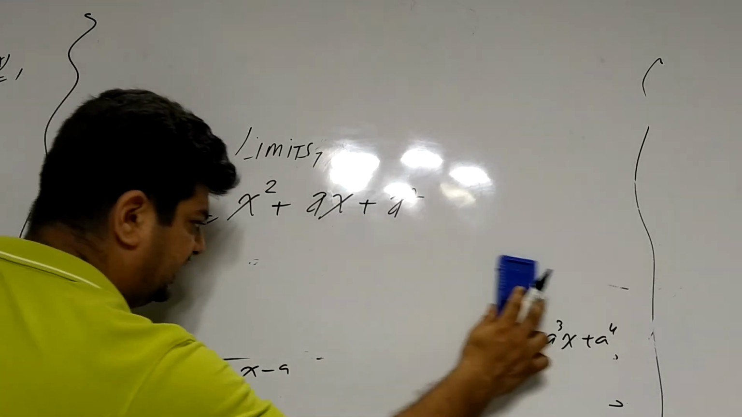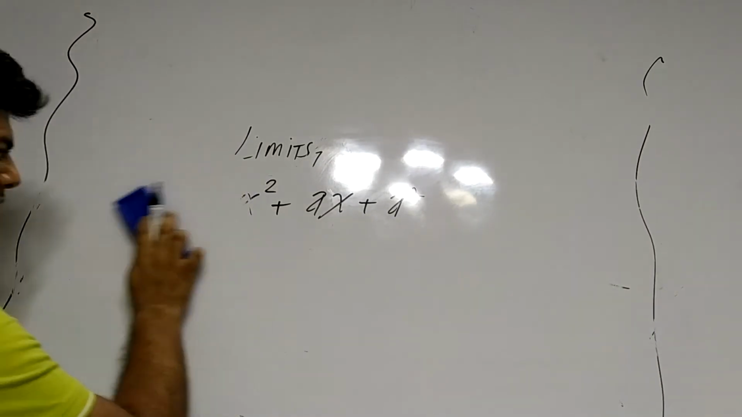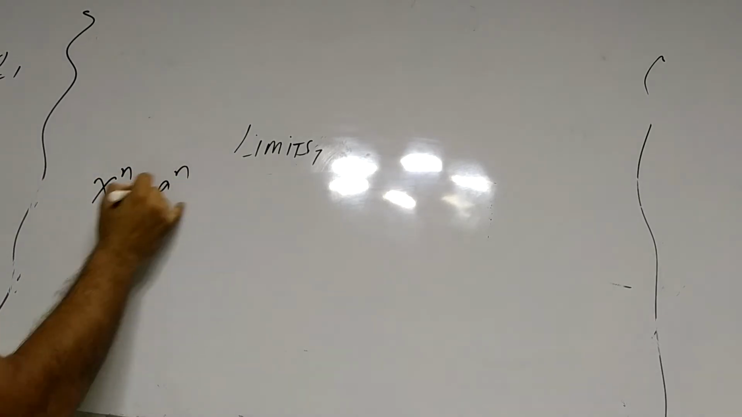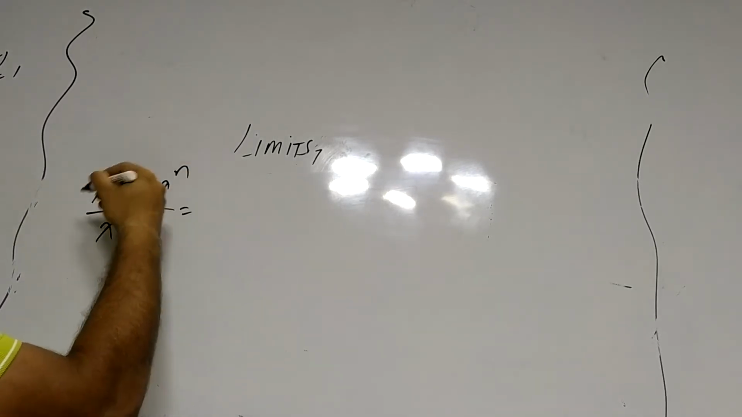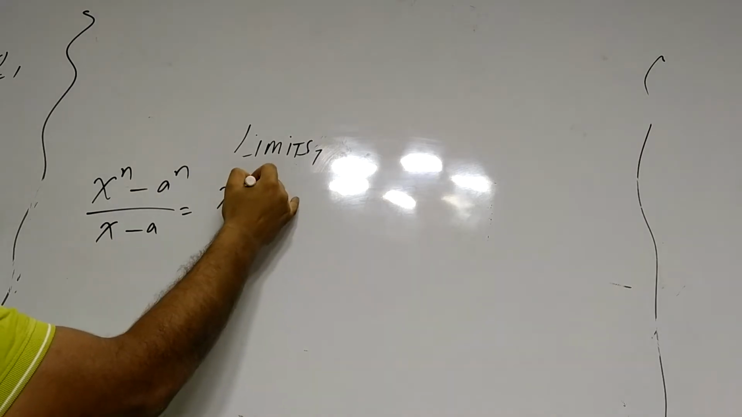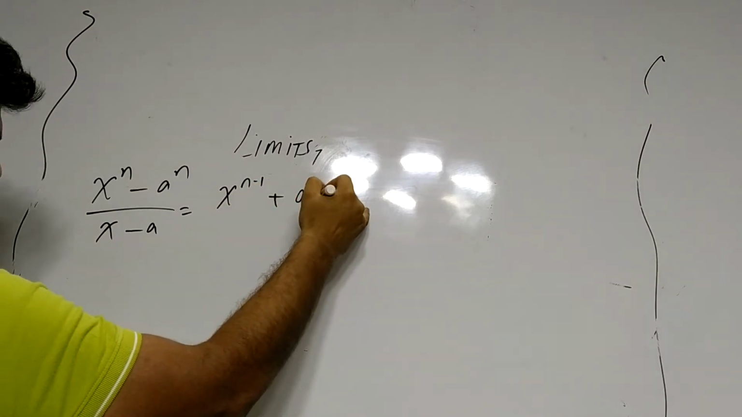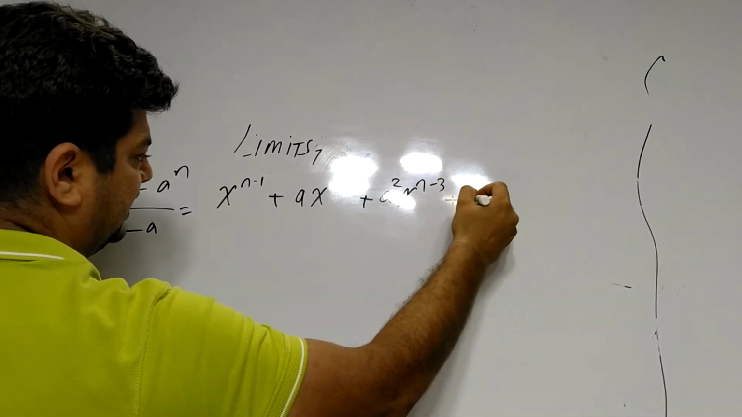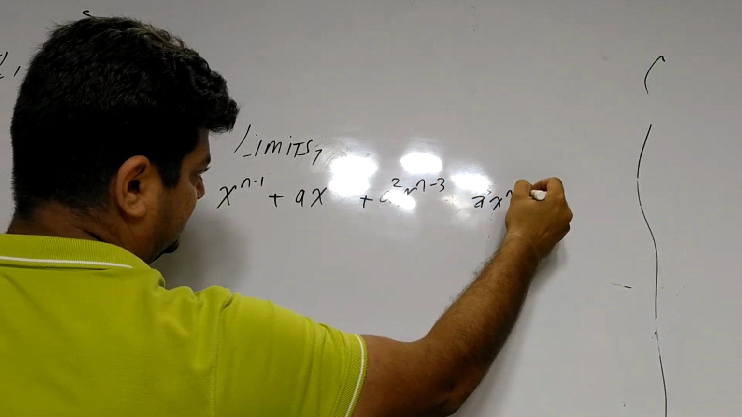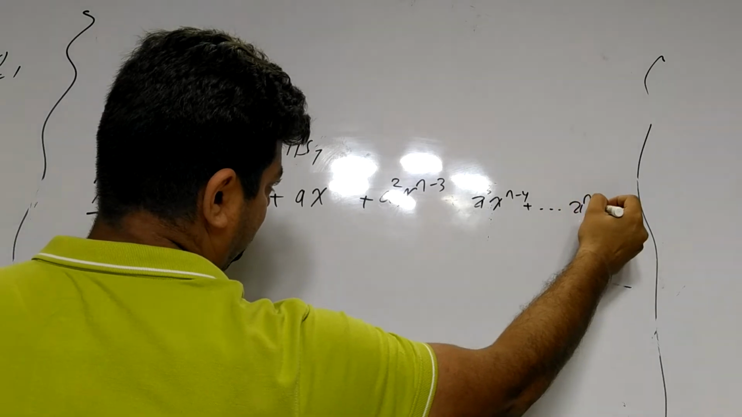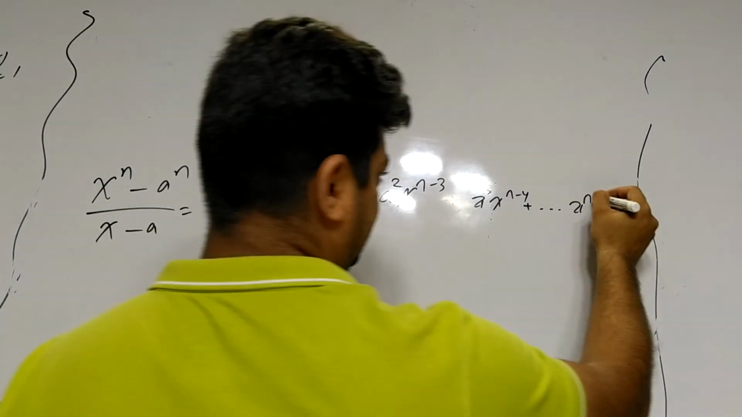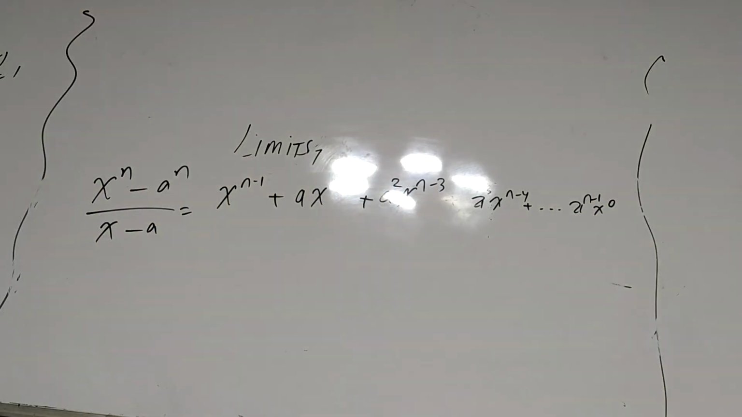So I can say that if I have x to the power n minus a to the power n upon x minus a, I will be getting x to the power n minus 1 plus a for the first time with the lesser x, a for the second time with the lesser x, a for the third time with the lesser x, and it goes till the time I don't get x altogether.